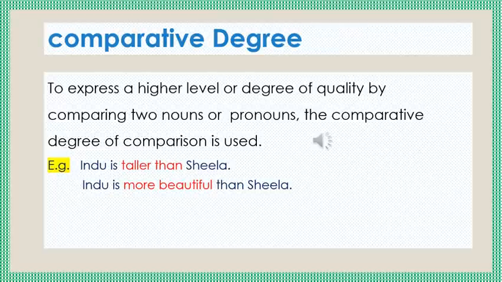You can see the example given here. Indu is taller than Sheila. We are just comparing the height of the two people, Indu and Sheila. Who is taller here? Indu is taller. And the next example, Indu is more beautiful than Sheila. The beauty of two people is compared here.